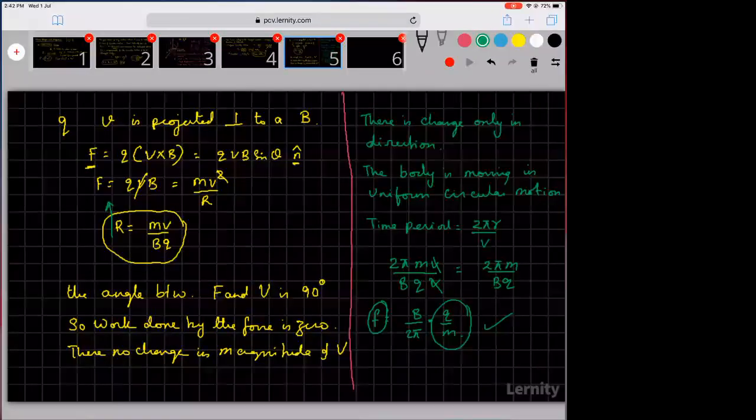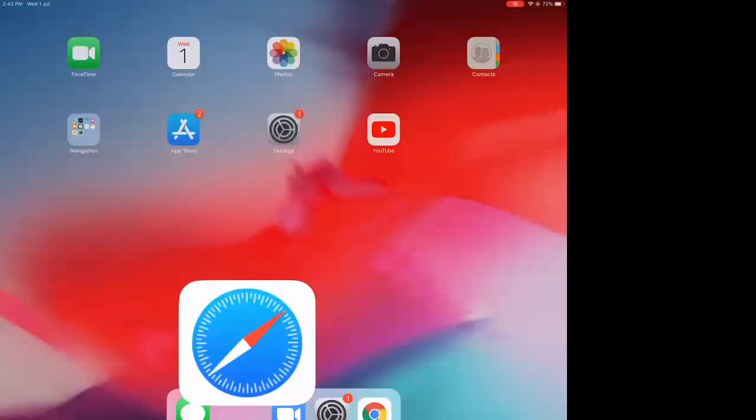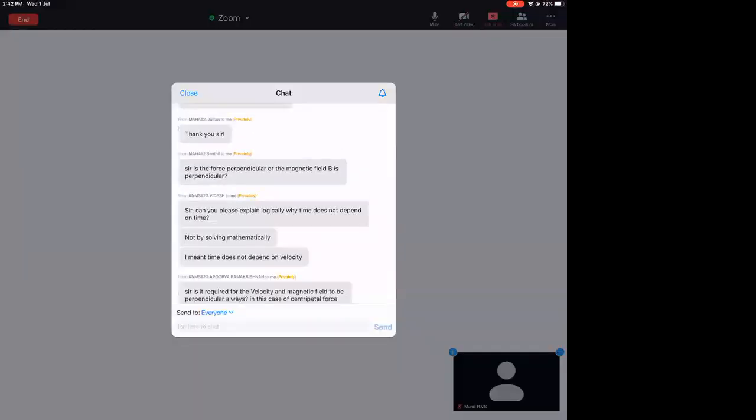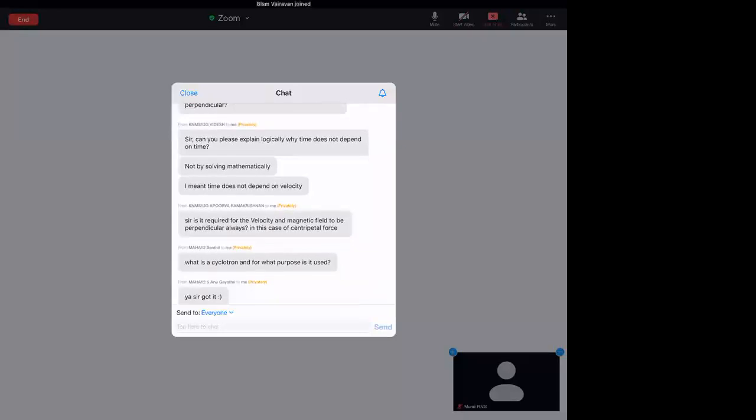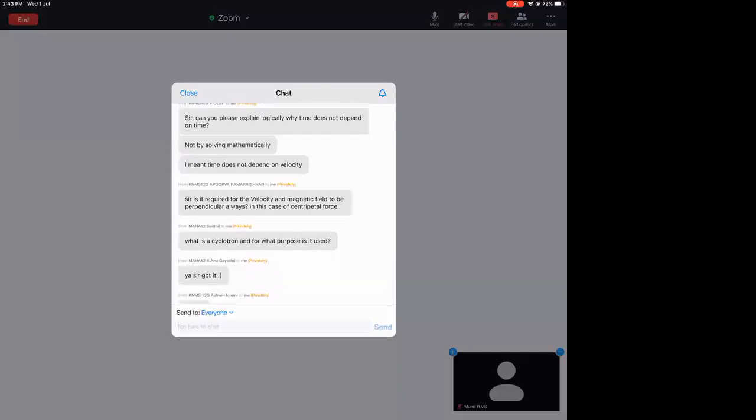Sir, can you please explain logically why time does not depend? Yeah, I can explain logically, not by solving mathematically. Sir, is it required for the velocity and magnetic field to be perpendicular always? That is not required. That we will see. Let us start with our assumption. We know that if the angle is 0, it is not circular. It just minds its own business. Only if it is 90, we see that there is a force and it starts moving in this way. If there is a force, the force is always perpendicular, so it will be circular.